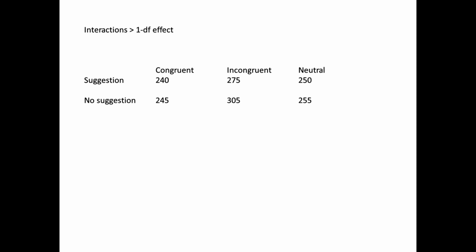So what about interactions with more than one degree of freedom effect? So here's one to do with the Stroop effect. In the Stroop effect, you have a congruent condition where people are particularly quick to say what the colour is, an incongruent condition where you're slow, and a neutral condition where you're in between. So you have to say what the colour of words are, and the words can be coloured words or non-coloured words.